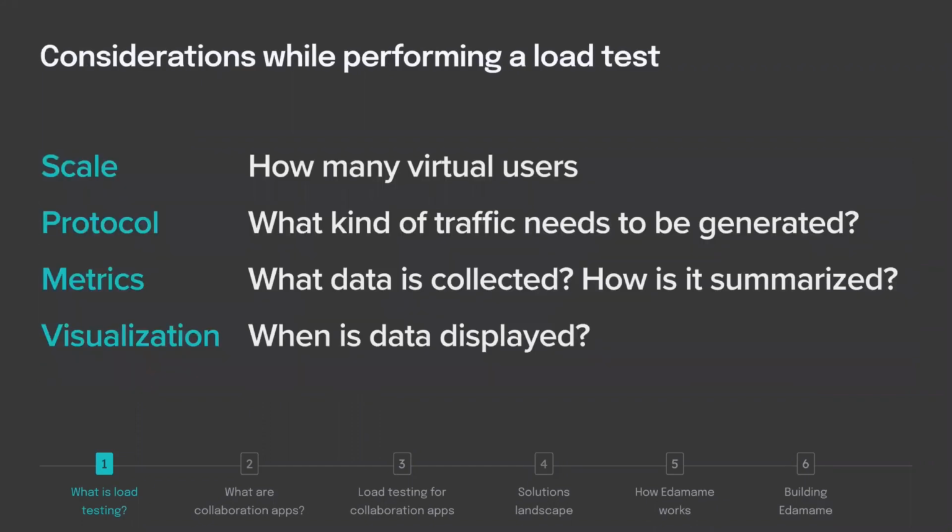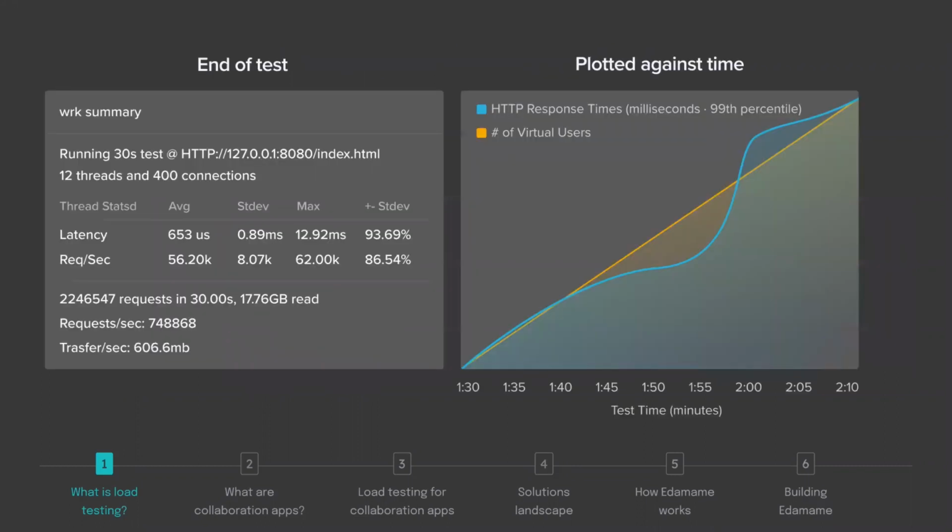So after deciding all the types of data a developer wants to collect and how they're going to summarize it, they will also want to consider when they're going to display that data. And there are two main times when the data can be displayed. It can be displayed as an end-of-test summary, as we see on the left here, or it can be plotted in a graph against the time at which it's collected. And this latter approach on the right can be more helpful to developers as it provides more granular insight.